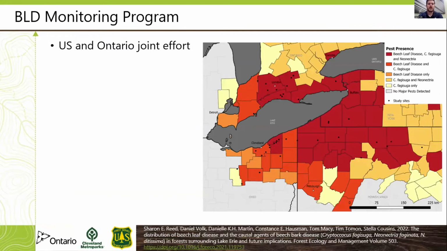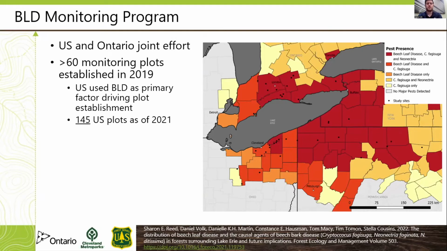So a larger monitoring effort took place also between the U.S. Forest Service across all of our states here, and then Ontario as well. You can see here that there's a number of plots across the Great Lakes area, primarily around Lake Erie. Really what we did in 2019 was our initial pilot year. We set up the protocol and established 60 plots in that year only, primarily using beech leaf disease as our driver for where to put plots.